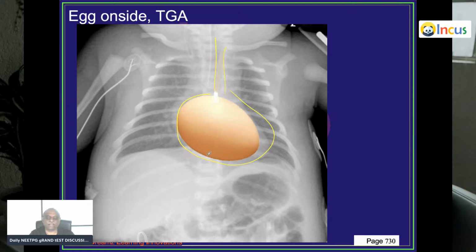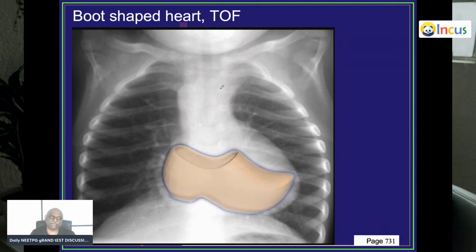Egg on side of string. Where does this happen? Transposition of great arteries. Normally there is a very prominent aortic curve. The moment transposition occurs, that prominence provided by the aorta will be gone. That's the reason it looks like a string. This you already know. Coeur en sabot: which part is being lifted up, right ventricle or left?